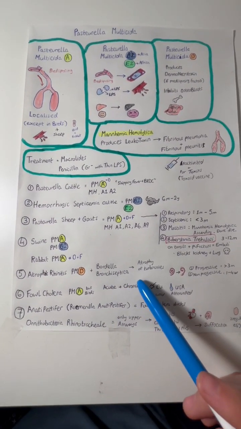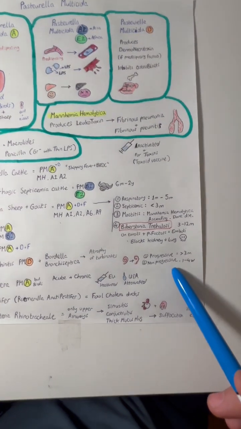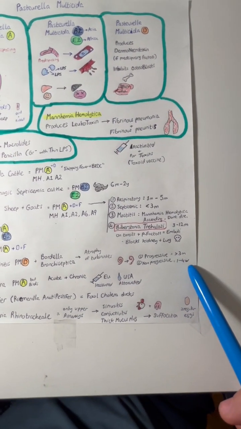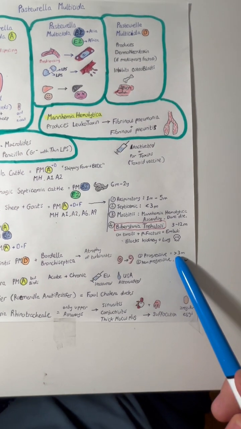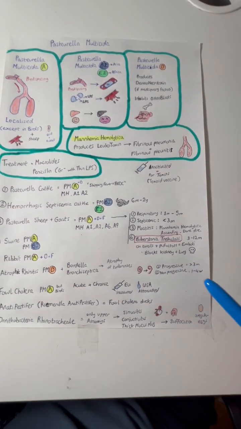There are two forms of the disease: non-progressive when they're young, between 1 and 4 weeks old, so not much has happened here, and progressive, when they're over 3 months. This means the bacteria have had time to destroy the nose.